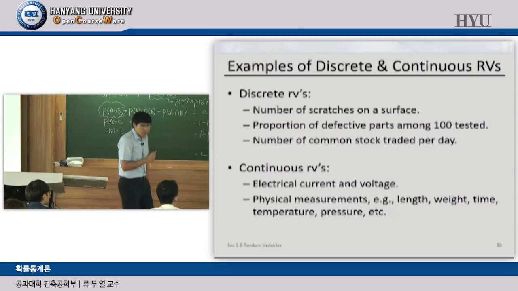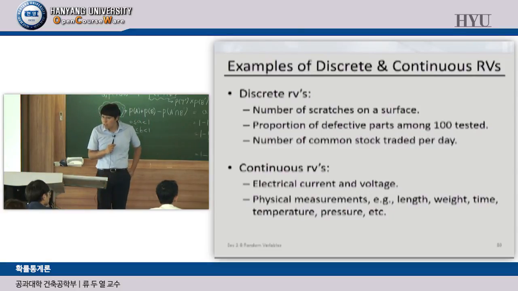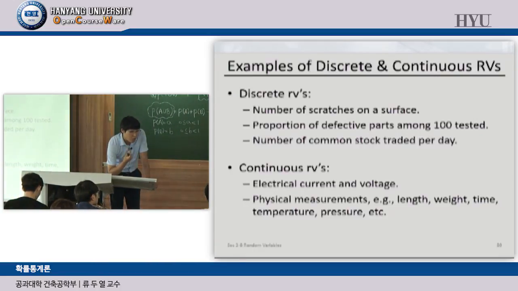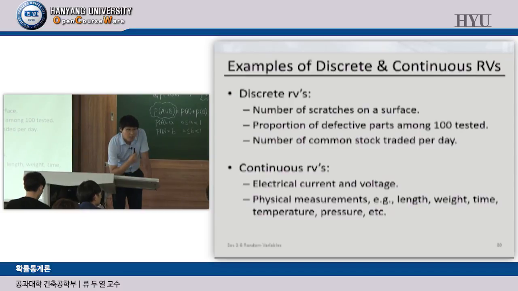So these are the brief explanations of the random variables. And from the following chapters, chapter 3 and chapter 4, we are going to discuss the random variables minutely, okay?